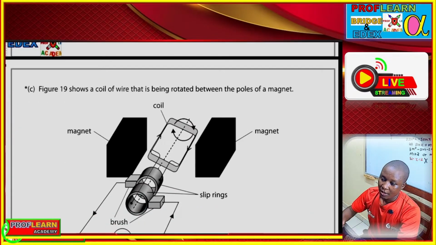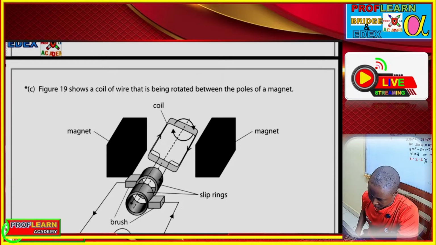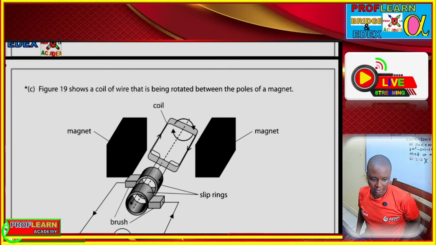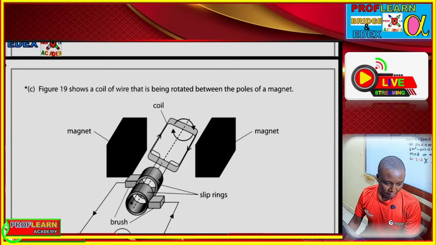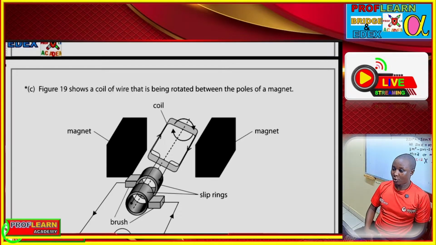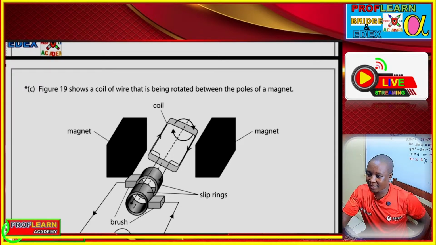39 turns. Now we also have a generator. It shows a coil of wire that is being rotated within the poles of a magnet. This is the generator the teacher was talking about. What is the purpose of the generator? The generator generates electric current. And under which mechanism does it generate current? It is through electromagnetic induction.